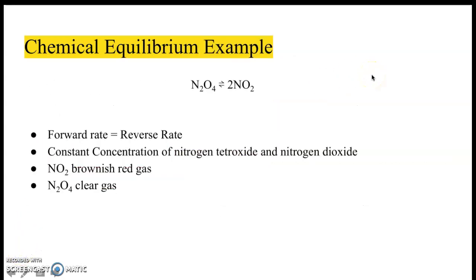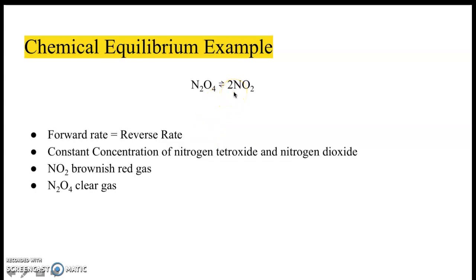Here is an example of a chemical equilibrium. This is a pretty classic example. The reason being is that in a test tube, it's very obvious that an equilibrium is occurring. Again, to have a chemical equilibrium, you have to have a forward rate equaling the reverse rate. The concentration of nitrogen tetraoxide and nitrogen dioxide are constant. This is actually what you're going to end up seeing in the lab for this week, but some background info here.